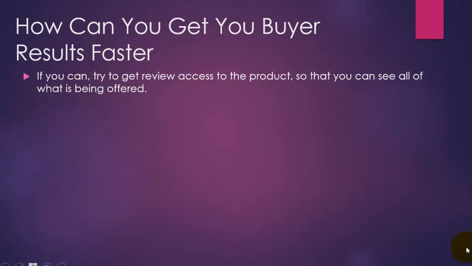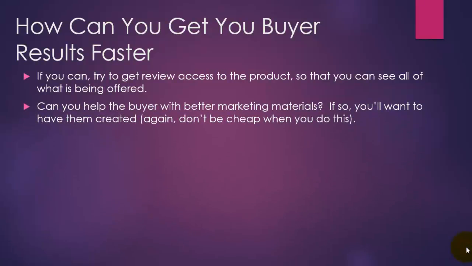Now, here's how you're going to be able to get your buyer results faster. If you can, you want to try to get review access to the product so that you can see all this being offered. Remember, what's important here is you're trying to find the weakness in the product so that you can create a bonus that brings that product up to what the buyer really needs in order to implement quickly. Now, the question is, can you help the buyer with better marketing materials? In other words, if you're working inside of the Make Money Online niche and they're going to be looking to make money online, can you give that buyer something that they're going to be able to cut and paste, take your marketing materials that you're giving them, and then implement instantly so they don't have to create their own? Now, if so, you're going to want to have these created.